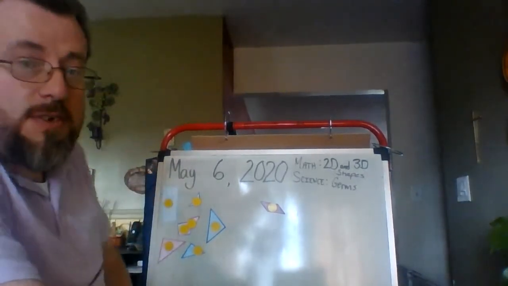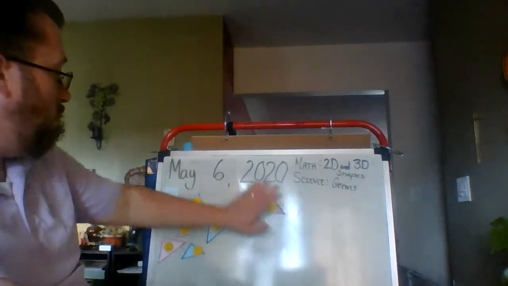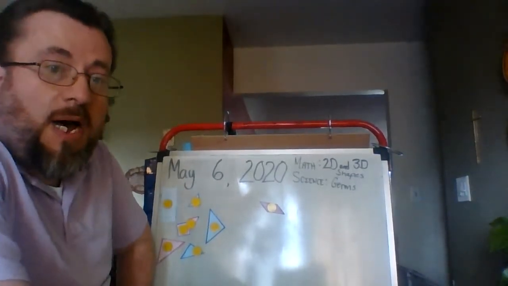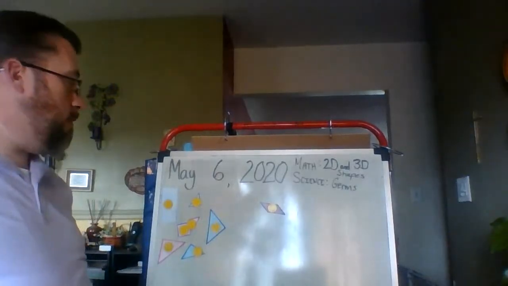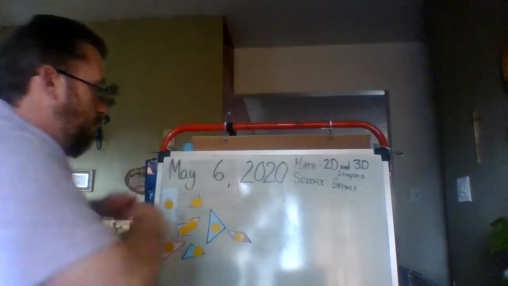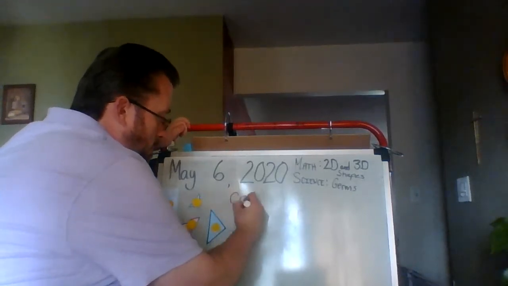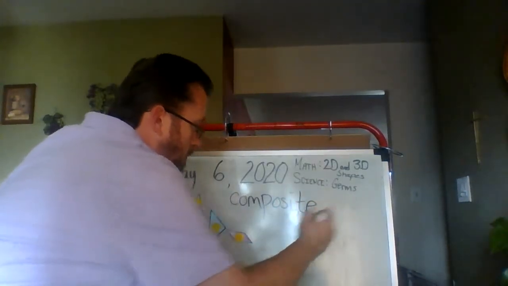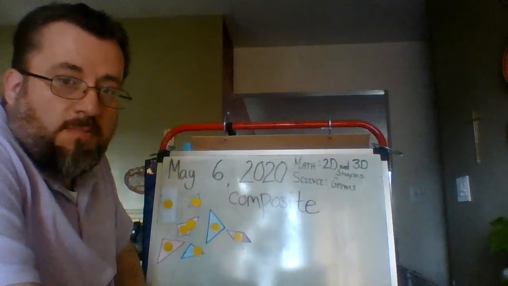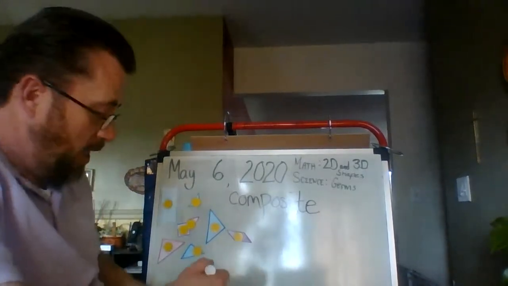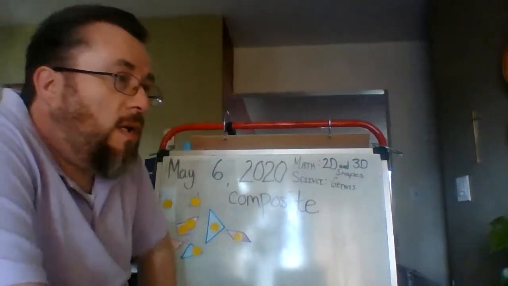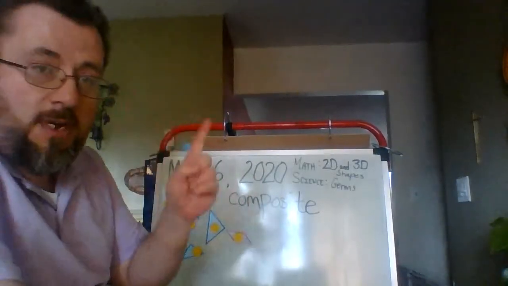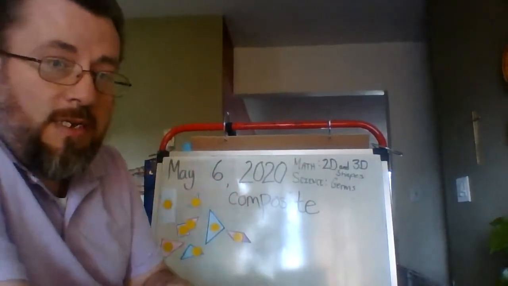One of the activities they want you to do, just like I did, they want you to cut out these shapes. And then they want you to try to make something called a composite shape. I'll write that word for you. Composite. A composite shape is just a shape that is made out of other shapes. When you take other shapes and combine them together to make one shape, that shape you make is called a composite shape.